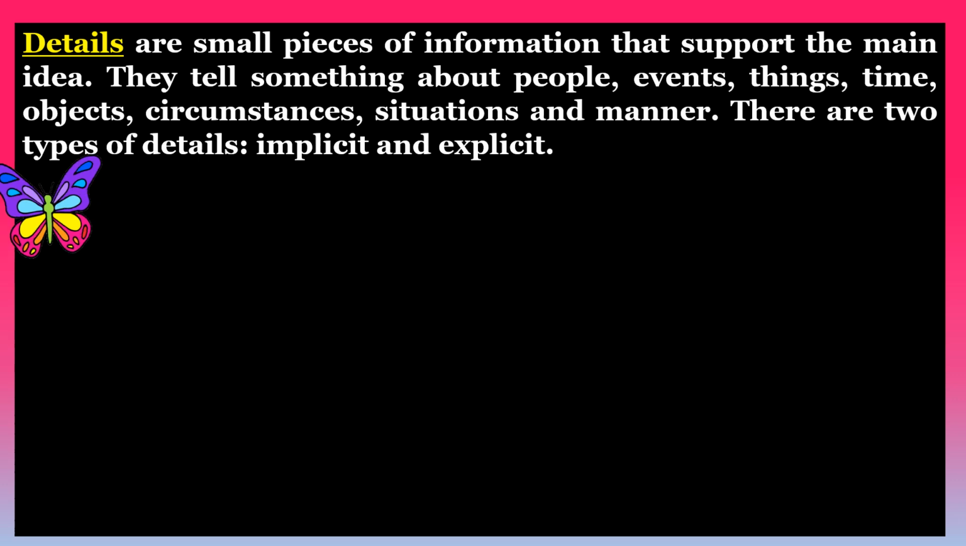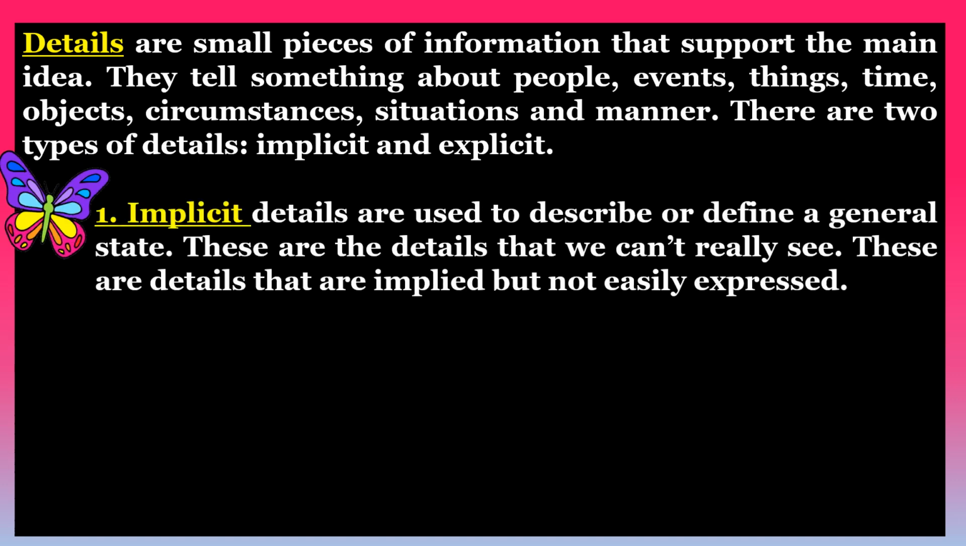Details are very small pieces of information that support the main idea. They tell something about people, events, things, time, objects, circumstances, situations, and manner. And there are two types of details. We have the explicit and implicit. So first, let's talk about implicit.